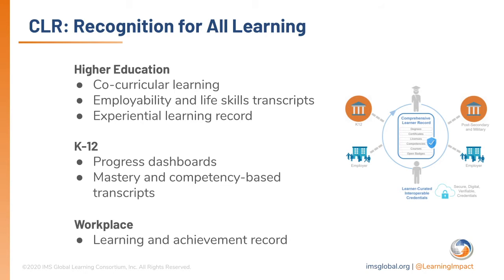To achieve this goal, IMS is working across all levels of learning: higher education, K through 12 education, even learning that takes place in the workplace. As we'll learn about later and through future webinars, you'll see that the Comprehensive Learner Record is designed to recognize learning in all of these settings. Some examples of the CLR in these different areas, starting with higher education, and Tom will go into more detail here in just a moment: the CLR is a way to recognize learning that takes place in co-curricular experiences and activities, skills and competencies that are picked up by students as they participate in courses, student organizations on their campus, and a whole host of other activities.